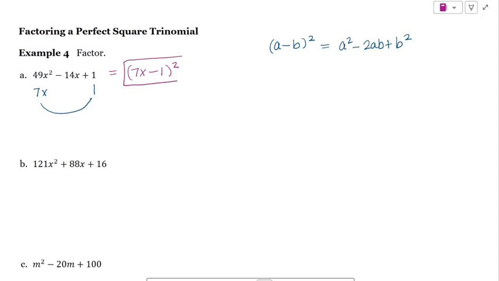Going on to example B, the first term, 121x squared, if I take the square root of that, I'll get 11x. For the last term, the square root of 16 is 4. In the middle term, I have a positive number, so that means everything's going to end up being positive overall.